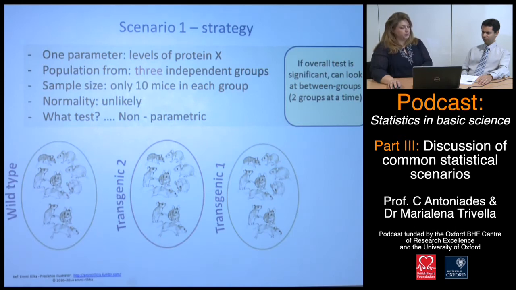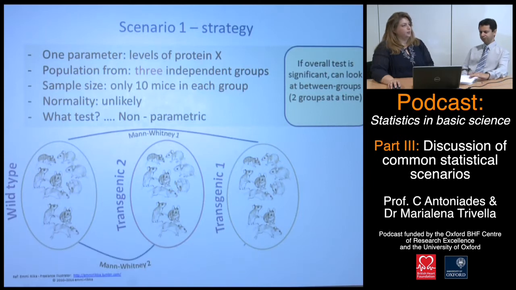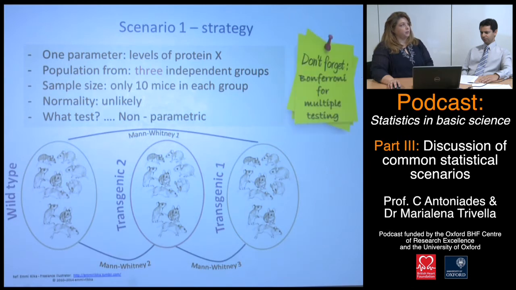When we have 3 groups, we will be testing the same hypothesis more than once for pairwise comparisons. So it's important to remember to correct for these multiple comparisons, and here we were going to have 3. In other words, we're going to be doing 3 different Mann-Whitney tests, and we will do well not to forget to use the Bonferroni correction for multiple testing.